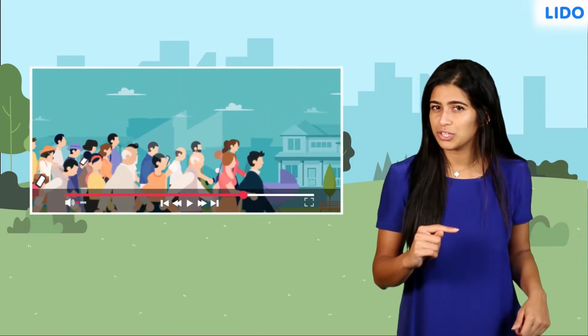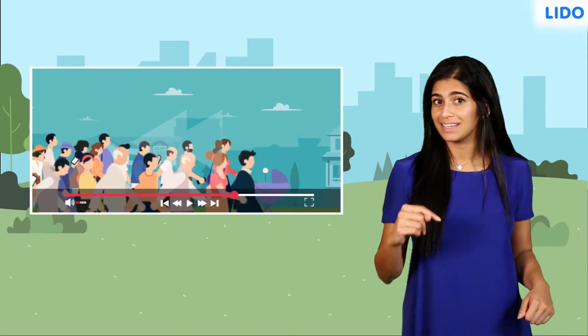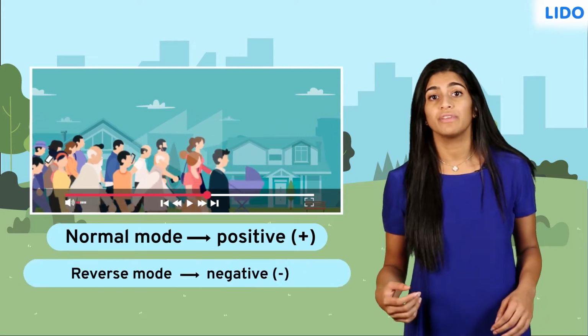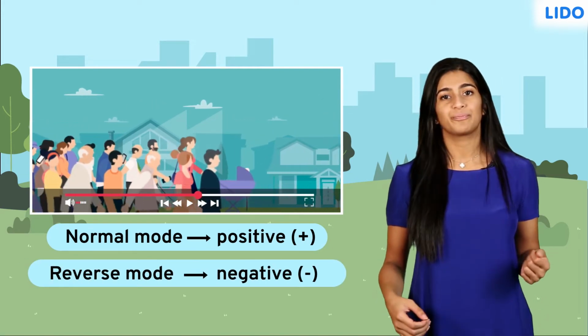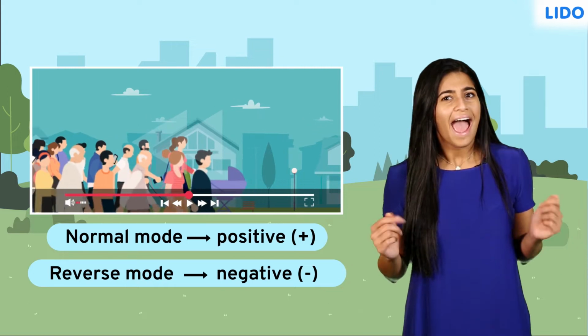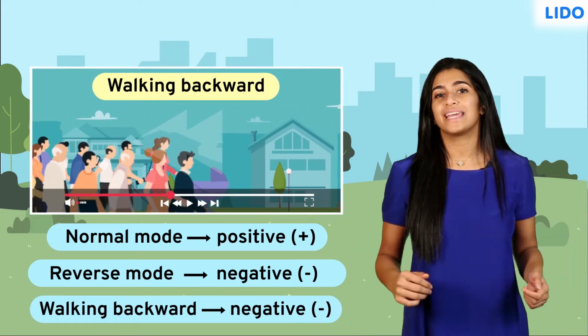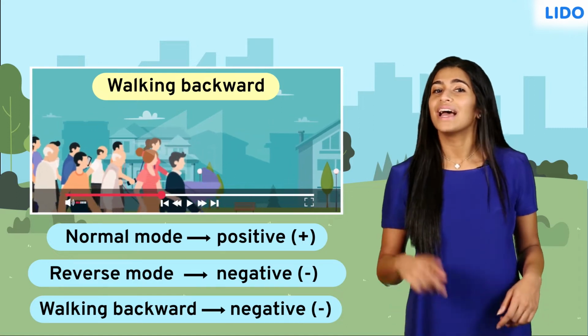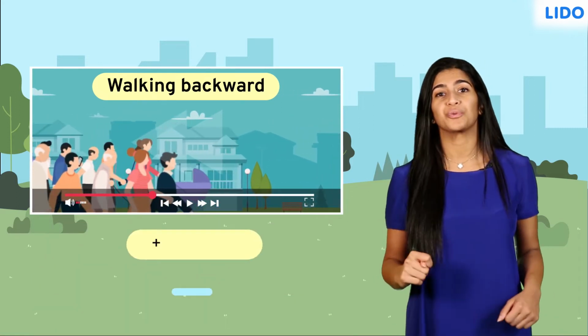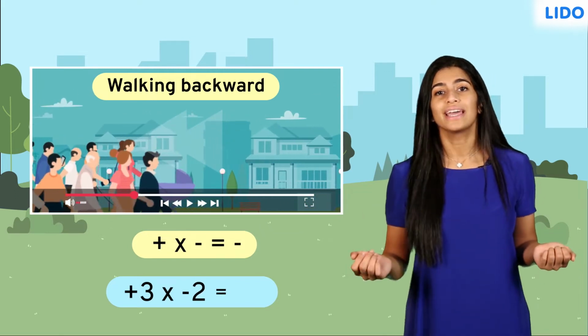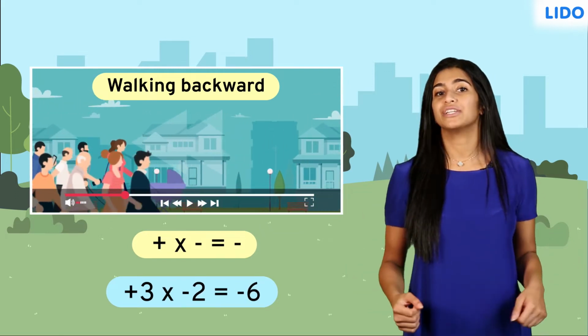Now, let's watch the video in reverse. Since we considered watching the video in normal mode as positive, we will now take watching the video in reverse as negative. What do we see? Everyone appears to be walking backwards. We will take this as negative. This holds true in multiplication too. A positive integer when multiplied by a negative integer gives us a negative integer.